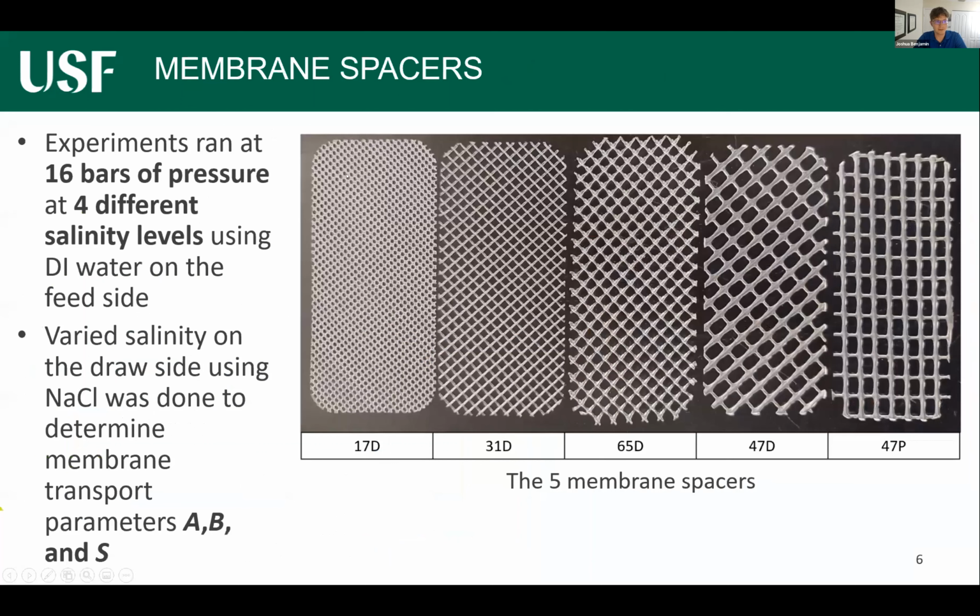In terms of the membrane spacers that we were looking at, there were 5 different types, which you can see in this graphic. And it's important to note that the experiments that we ran at 16 bars of pressure at 4 different salinity levels, where we used DI water on the feed side. And we varied the salinity on the draw side using NaCl, and this was done to determine the membrane transport parameters A, B, and S.